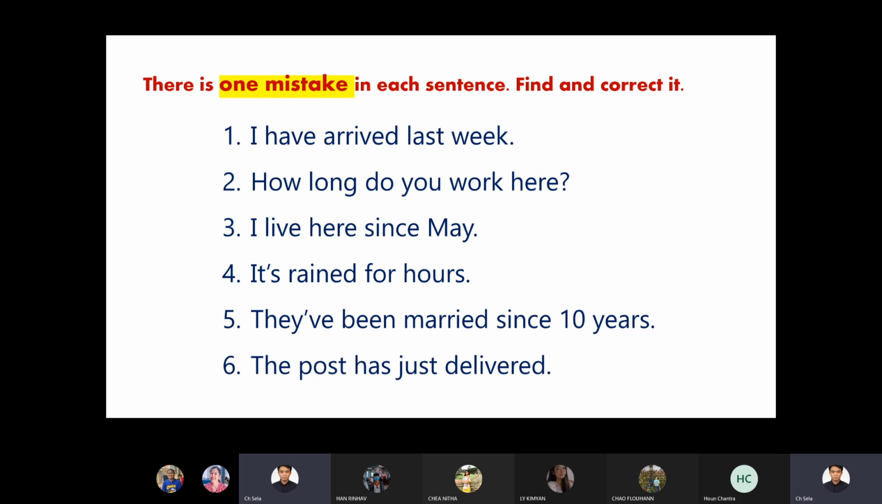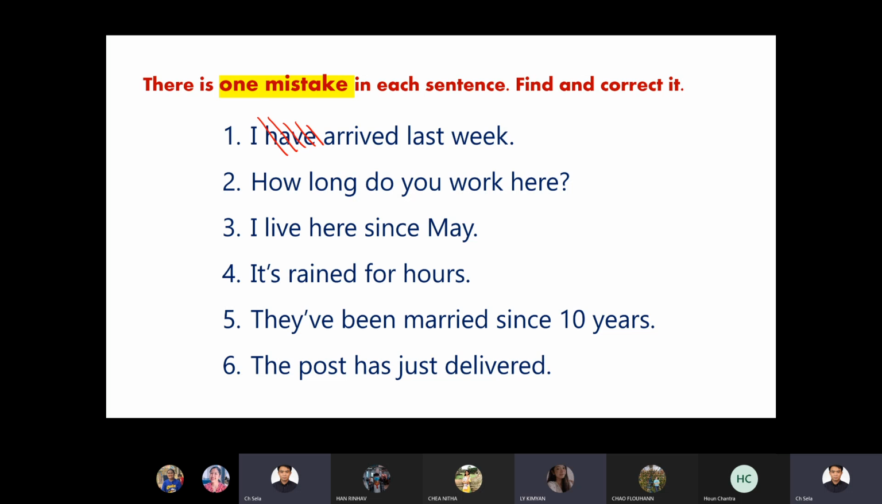Now let's do number one as an example. Number one, I have arrived last week. Where's the mistake, everyone? Have. So we just delete have, right? Yes. So, I arrived last week. Last week is a specific time, so you must use past simple.